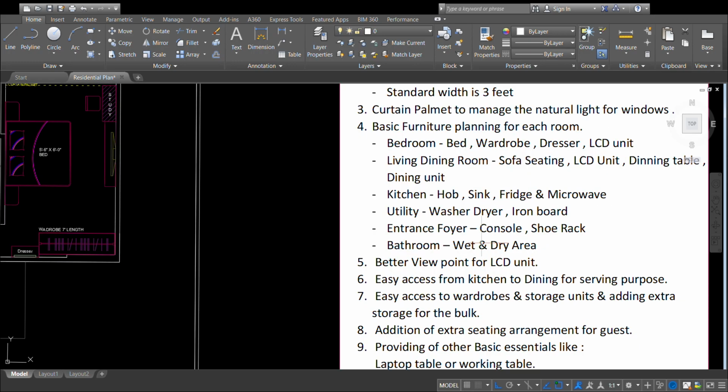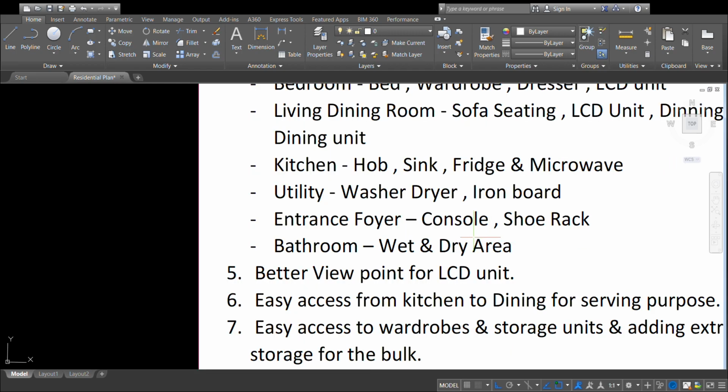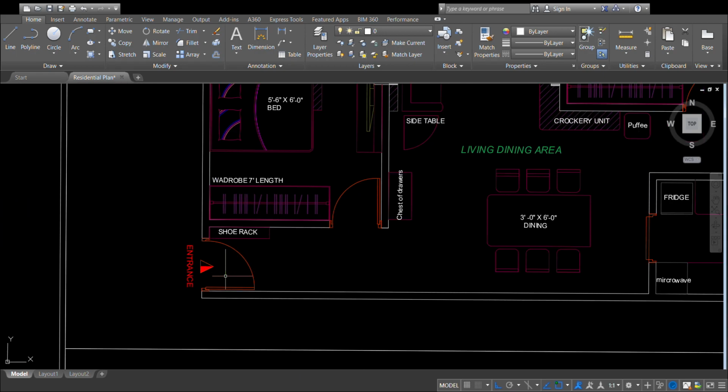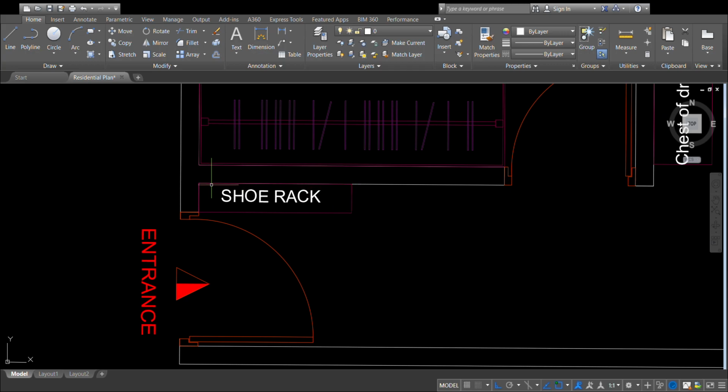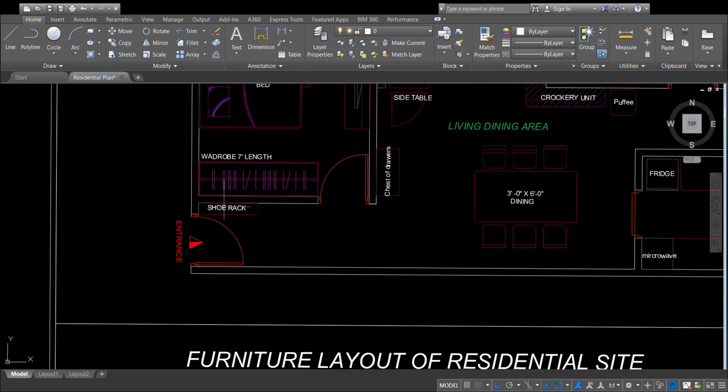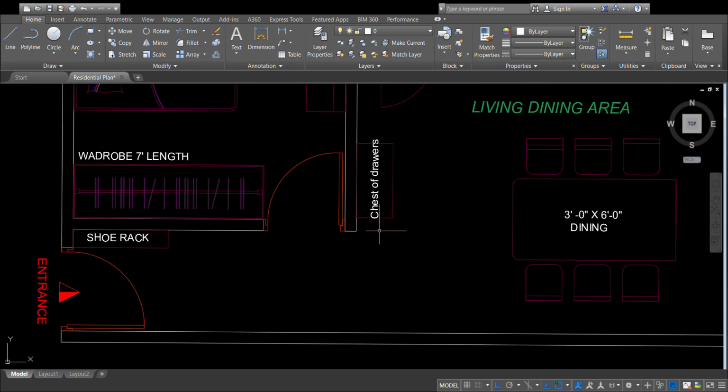Next is the entrance foyer. As I told you, the console is nothing but a welcome unit and a shoe rack. So if we go to the entrance foyer here, I've indicated the shoe rack here. This corner can be used for the shoe rack cabinet, and it will also be like a panel to the pathway. So that's the shoe rack, and this can become the welcome desk.